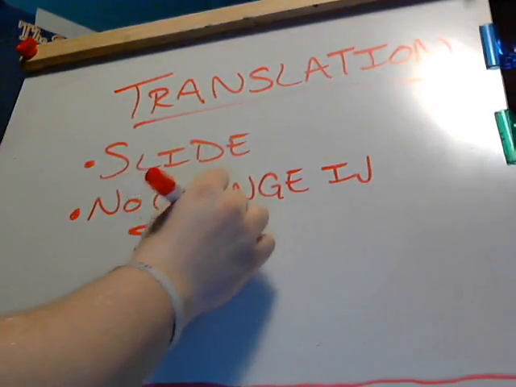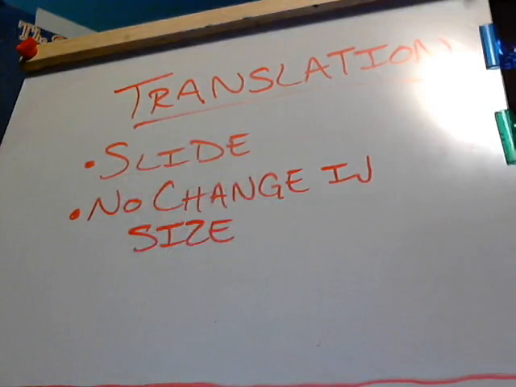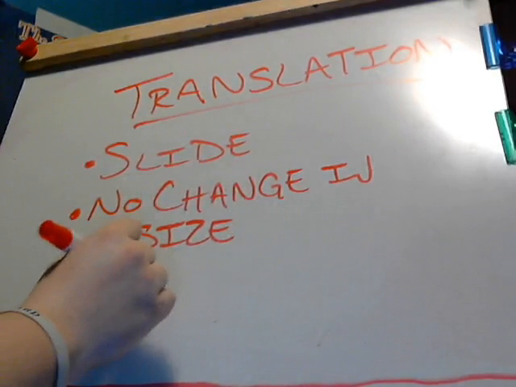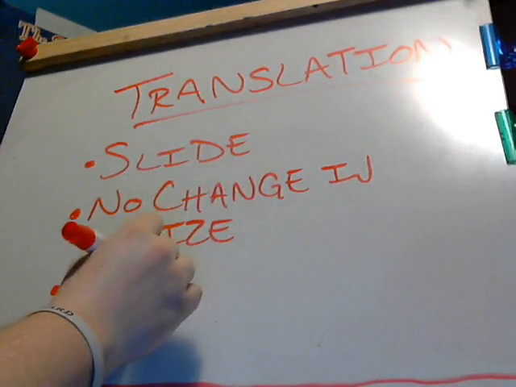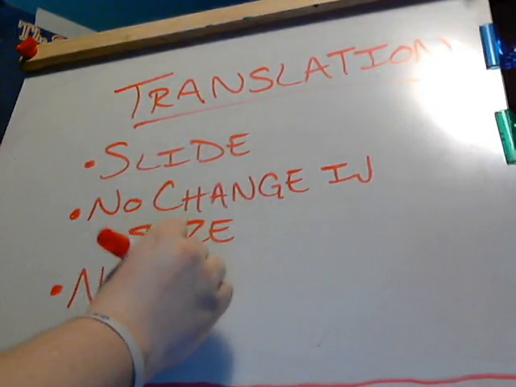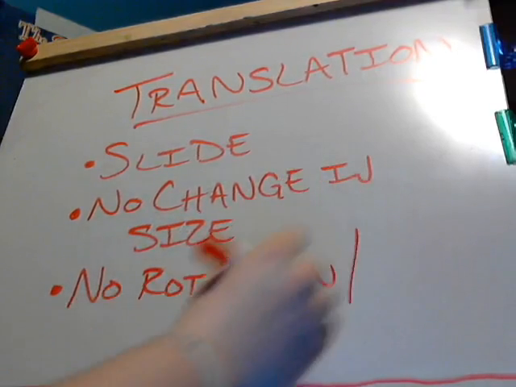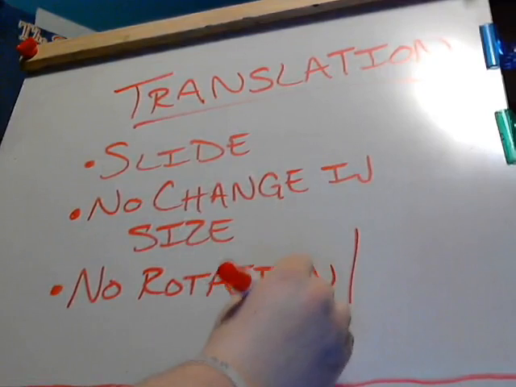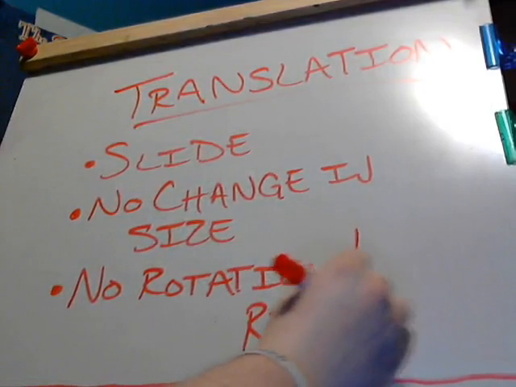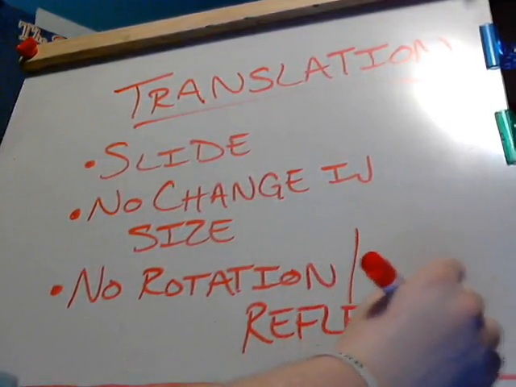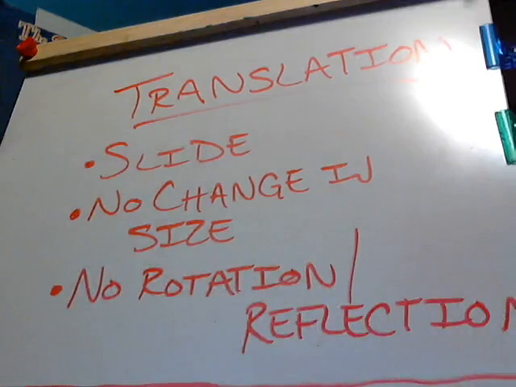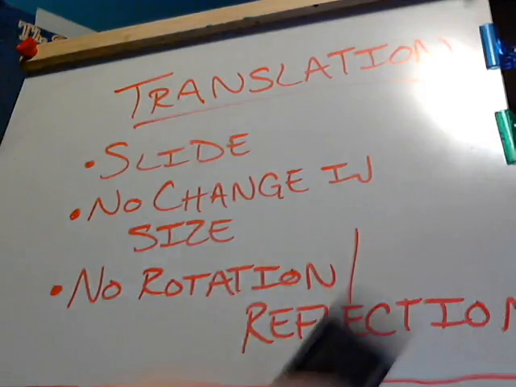And apologies for the bad handwriting here. There's also no rotation involved, or no reflections, so I'll go ahead and write both of those in, rotation or reflection. So when I'm saying reflection, it's not a mirrored image. You know, so you put a mirror up to it, you're not going to get that opposite image. So that's kind of what a translation is.